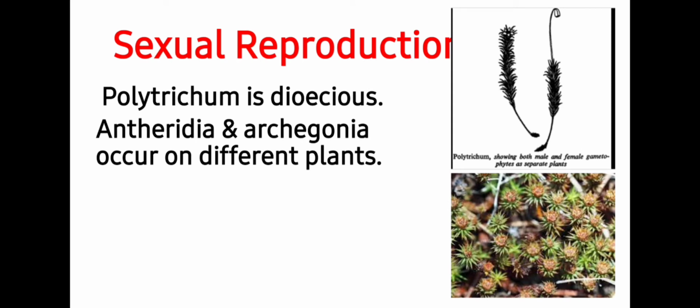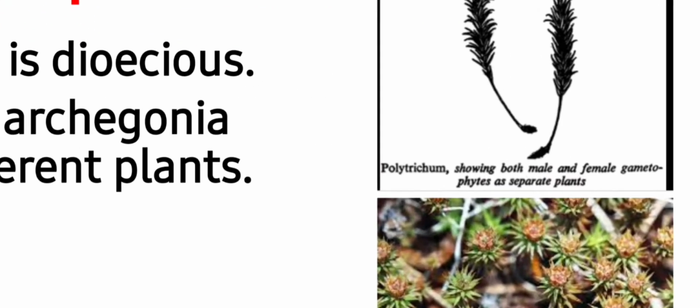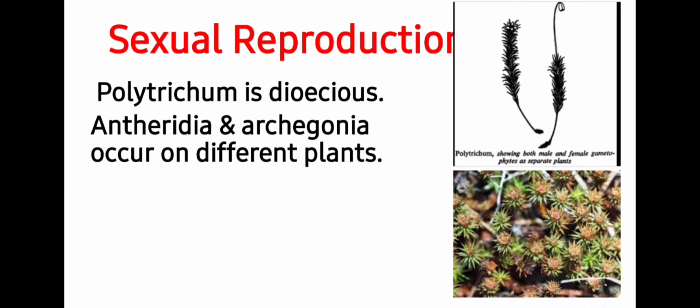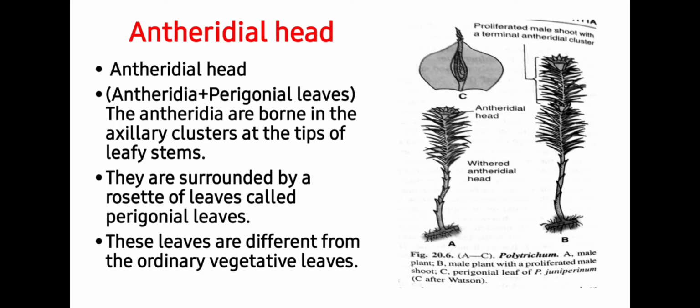Next is sexual reproduction. Students, Polytrichum is dioecious, meaning male sex organs antheridia and female sex organs archegonia develop on different plants, as you can see in this image. The first one is the male plant while the second one is the female plant. So let's know in detail about the male reproductive part, that is the antheridial head. The antheridial head consists of antheridia and perigonial leaves.